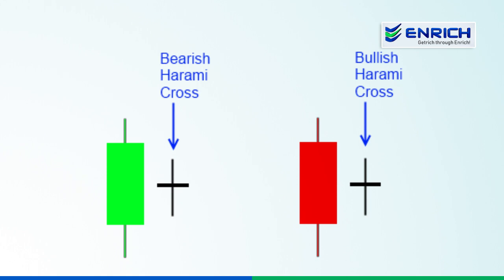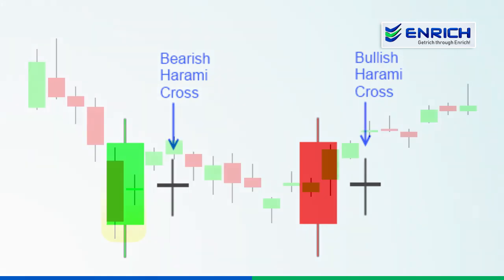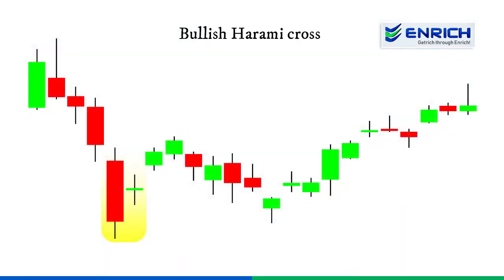The concept is the same as bullish and bearish Harami. The bullish Harami cross is a bullish reversal pattern and appears after a downtrend. The first candle continues the trend and the second candle is a doji contained within the first bearish candle's body. Now this pattern is considered to be more important than the bullish Harami pattern.